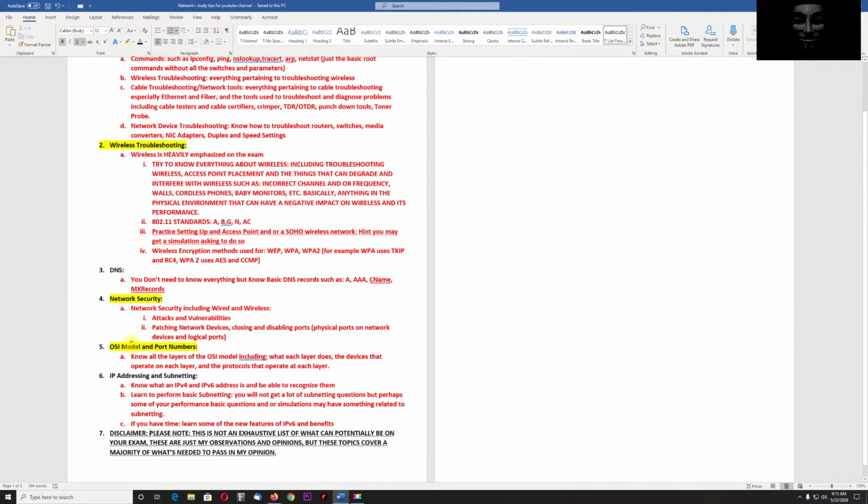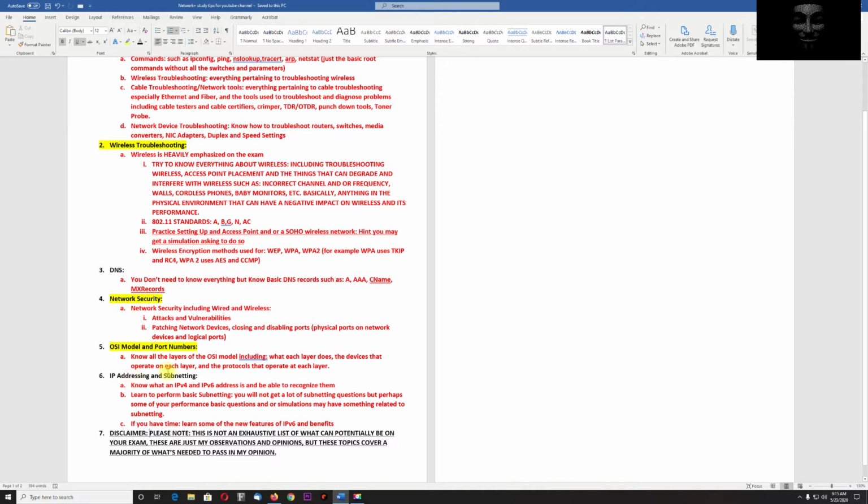Also, the OSI model and port numbers. You want to know all the layers of the OSI model, including what each layer does, the devices that operate on each layer, and the protocols that operate at each layer. That makes troubleshooting networks a lot easier. And also, when you go take an exam with CompTIA or Cisco, that's going to come in handy.